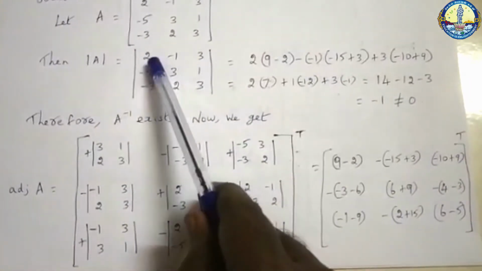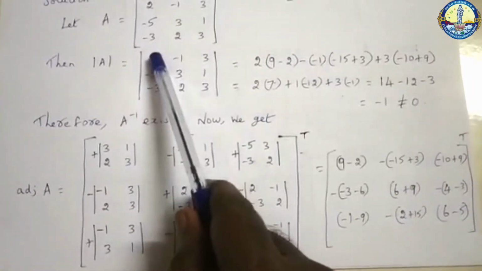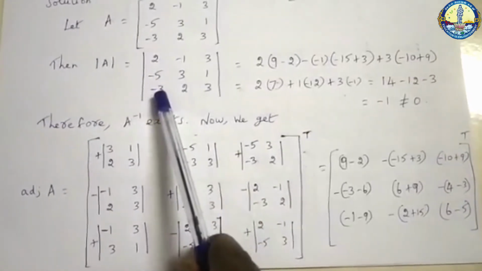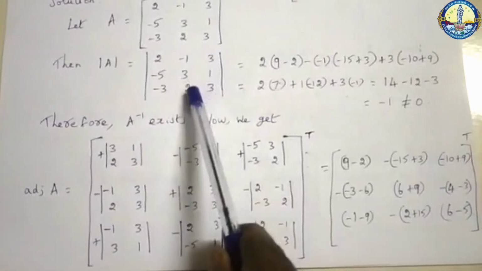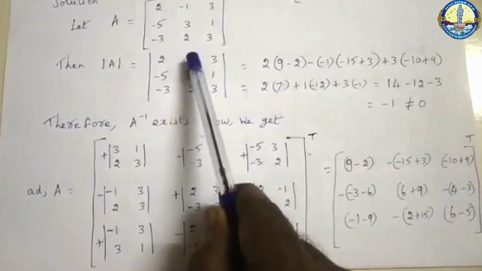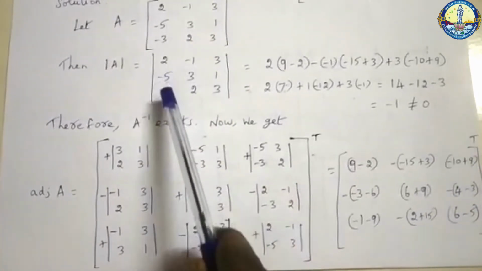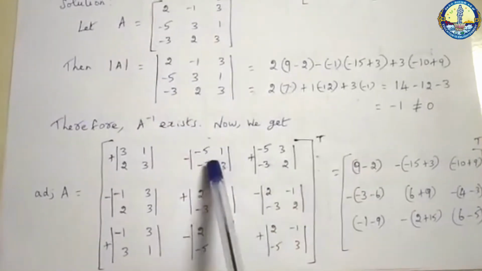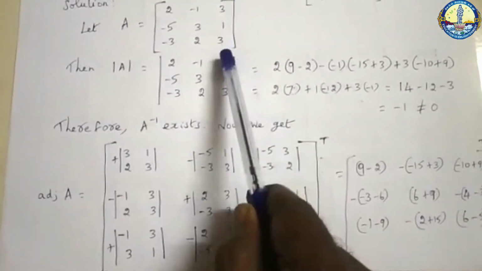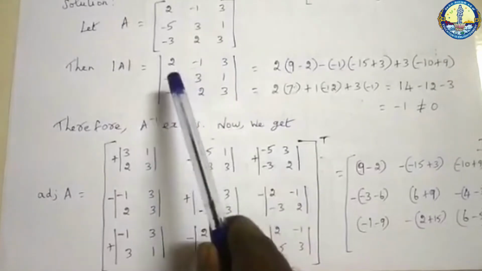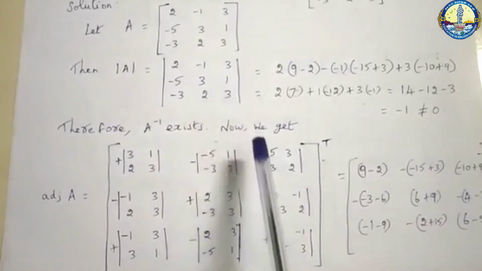First write the cofactor of 2. For the cofactor of 2, we leave the corresponding row and column and write the remaining: 3, 1, 2, 3. The cofactor of minus 1: we leave this row and column, remaining minus 5, minus 3, 1, 3. The cofactor of 3: we leave this row and column, remaining minus 5, 3, minus 3, 2.